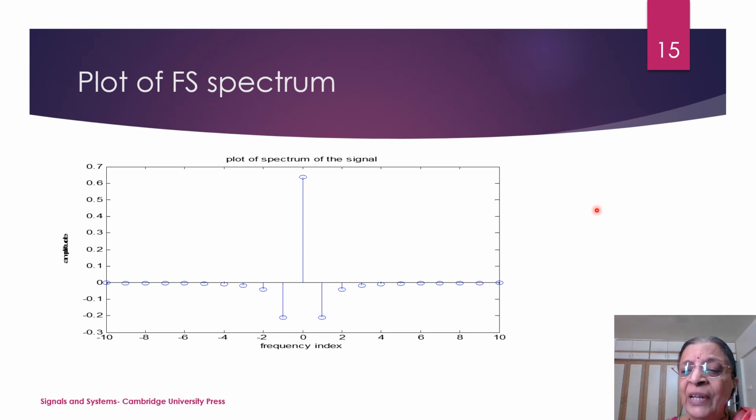This is how, given any periodic waveform, you should be in a position to calculate the Fourier series coefficients for the cos and sine terms, or you can directly write it for the exponential series. Right, you have to just use the formula, put the value of the corresponding signal, and then evaluate the integral.